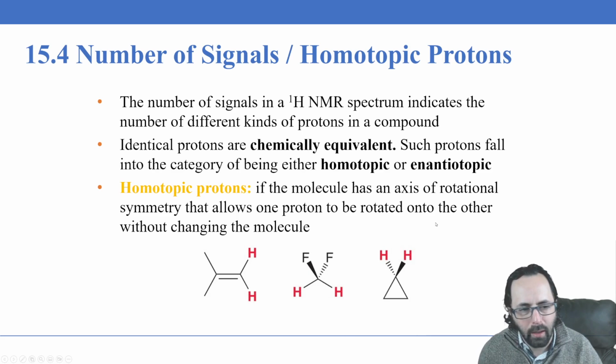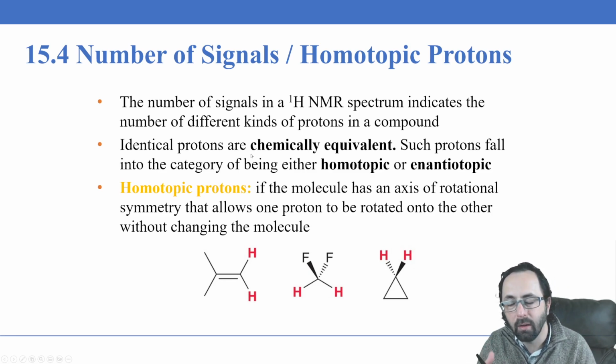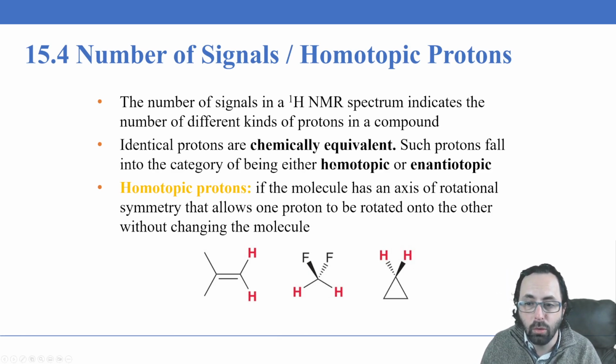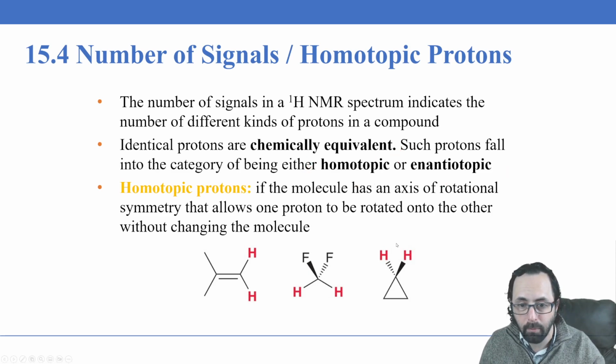So when we take the NMR signal, some of the protons are going to be in very similar or essentially identical magnetic field environments, and we're going to call those protons chemically equivalent. They can fall into two large categories described as homotopic or enantiotopic. In homotopic protons, the molecule has an axis of rotational symmetry, and it allows one proton to be rotated into the other without changing the molecule.